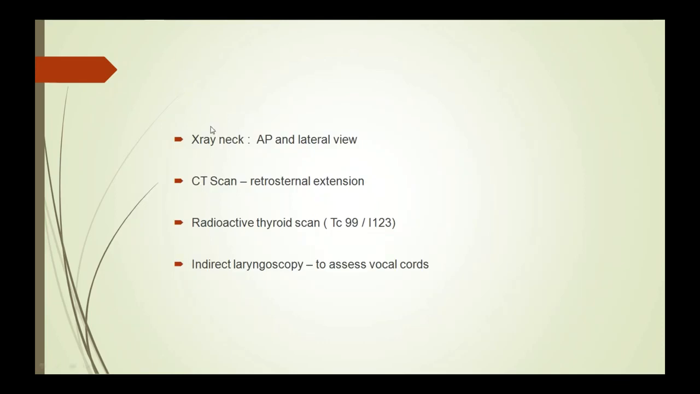After those preliminary tests, you can also do an X-ray of the neck, AP and lateral view, to know the retrosternal extension. CT scan of the neck if there is a retrosternal extension. Radioactive thyroid scan with technetium 99 or iodine 123, and indirect laryngoscopy to assess the vocal cords.